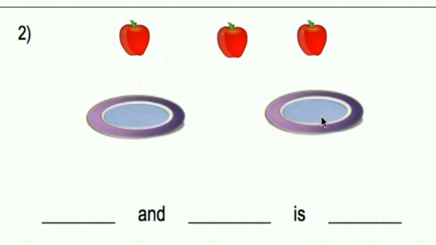Here are your 2 plates. Write the number of apples on each plate. Write a number sentence to explain the story. Once you have your answer, you may move on.